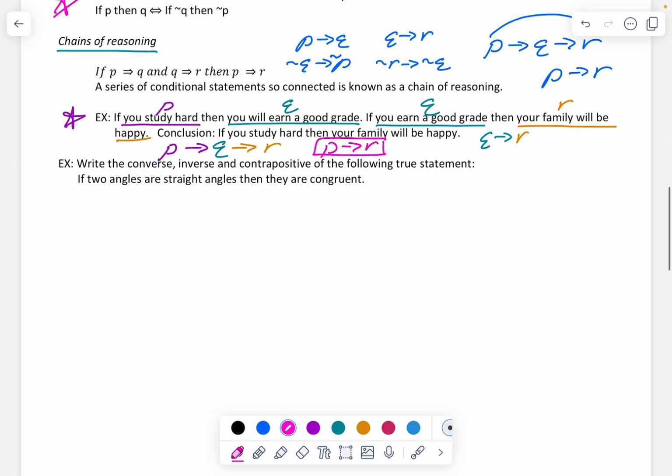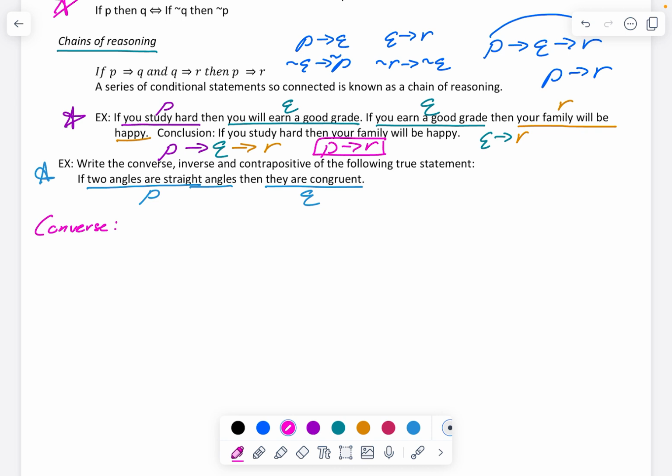All right, let's look at this example here. So this is for you to practice now. So we're going to just practice converse, inverse, contrapositive. Two angles are straight angles. That is our P. Then they are congruent, Q. So what you're going to do, you can pause and then play it. But I want you to write the converse, inverse, and contrapositive.